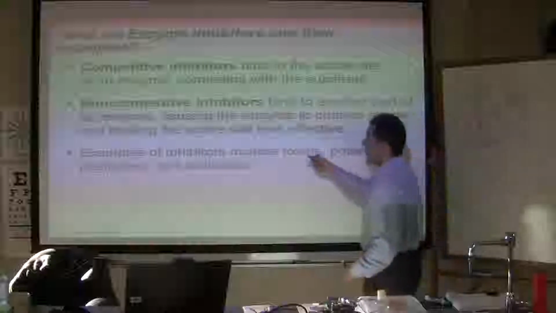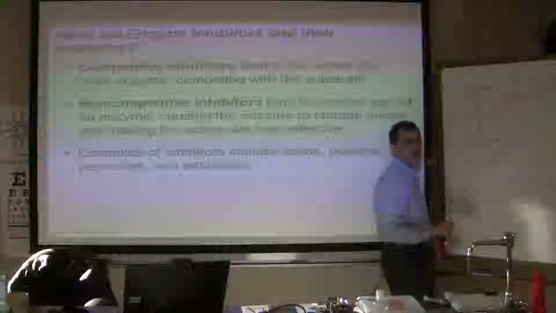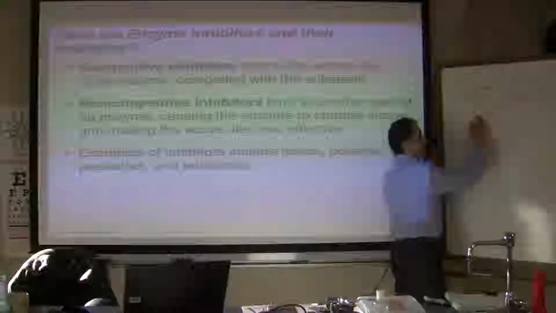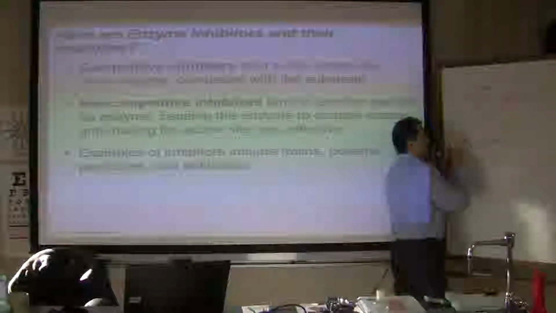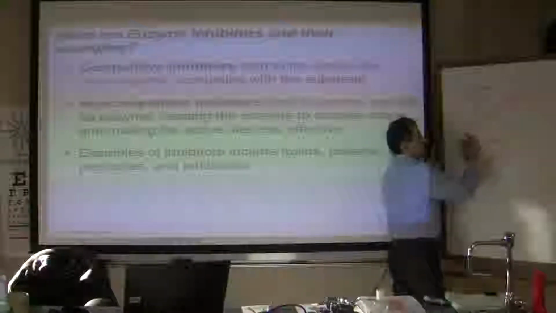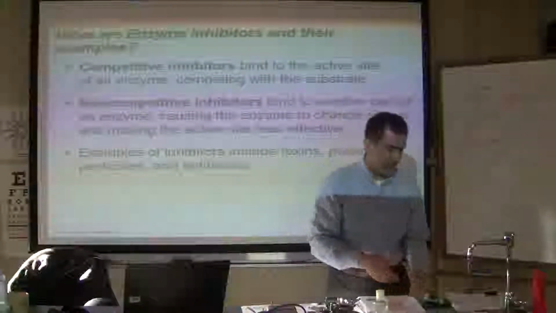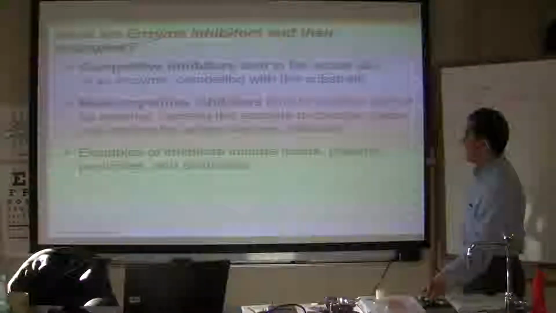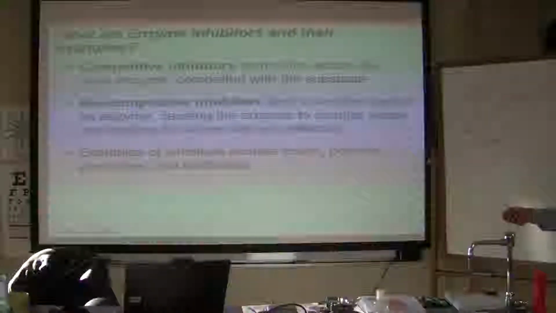And sucrose comes here. It cannot be broken down to fructose and glucose. But the other one, the non-competitive inhibitor, will attach right here. And when it attaches here, what happens to the shape of the enzyme? The enzyme becomes like this, and nothing can attach to it now. The shape of the enzyme changes. And that's what the non-competitive inhibitor is. Examples of inhibitors include toxins, poisons, pesticides, and antibiotics. Antibiotics, of course, are for bacteria, not for us.